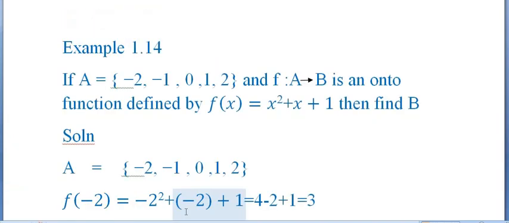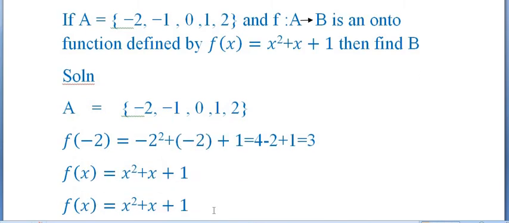So now we can see 1, 4. If A equals the set of -2, -1, 0, 1, 2 and f from A to B is an onto function defined by f of x equals x squared plus x plus 1, then find B. So the A set is given to us, we have to find out the B set. So A is -2, -1, 0, 1, 2. These are the elements in A.